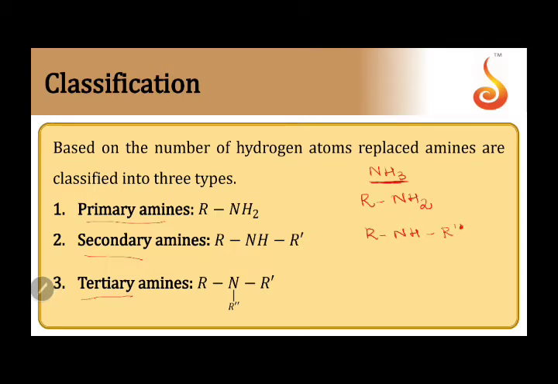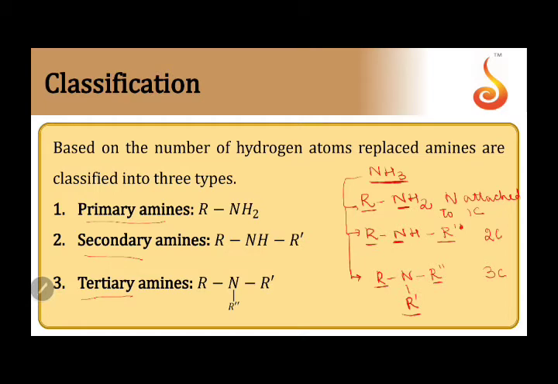By replacing all three hydrogens by alkyl or aryl group, we get tertiary amine. So we can say that nitrogen, when attached to one carbon, it's a primary amine. When nitrogen is attached to two carbons directly, it's a secondary amine. When nitrogen is attached to three carbons directly, it's a tertiary amine.